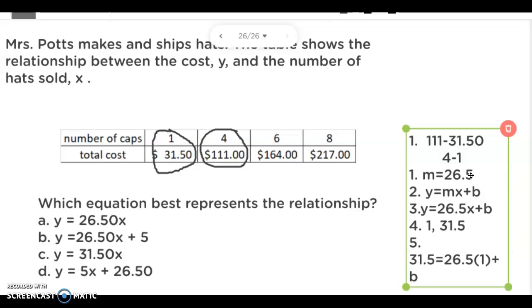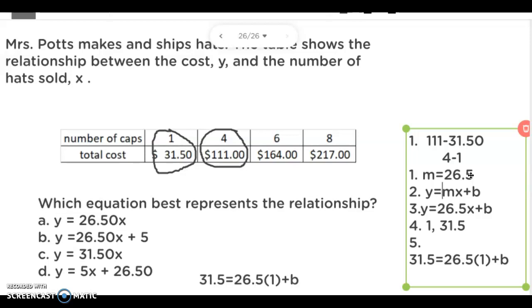I'm going to spread this out so it's all on one line. And now I'm going to solve that. Let's come down here and I'm going to solve it. Okay. I know that 26.5 times 1 is 26.5, so we end up with 31.5 equals 26.5 plus B. All right, we want to subtract both sides by 26.5.